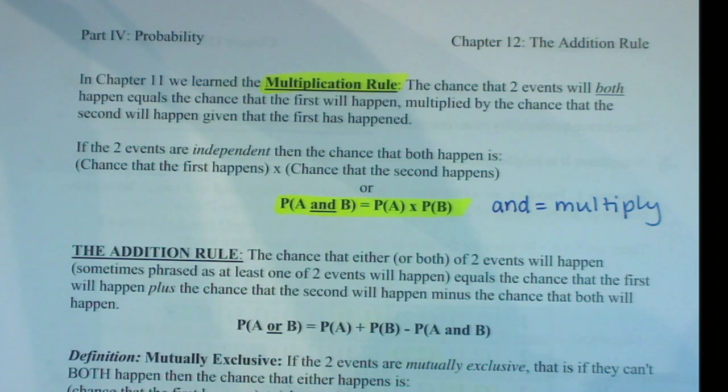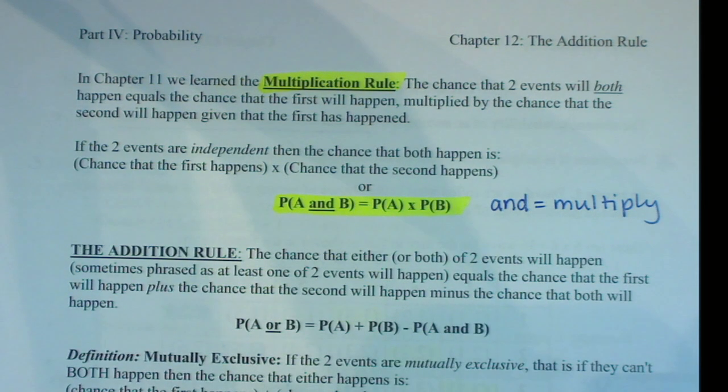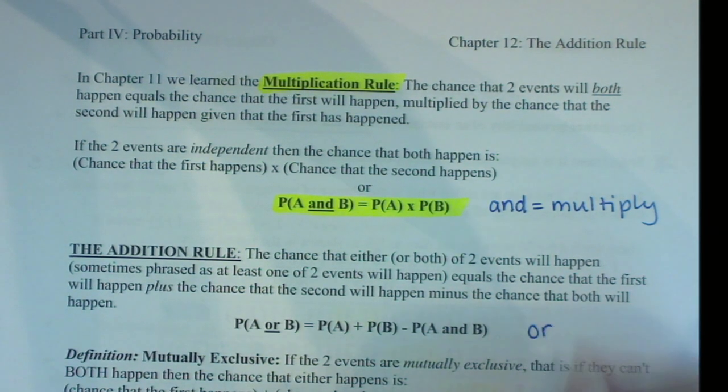So probability of A and B, just multiply them together, right? We did that earlier in class today. That was the multiplication rule. That was chapter 11. Chapter 12 is all about the addition rule. So the addition rule is actually for situations that involve "or."